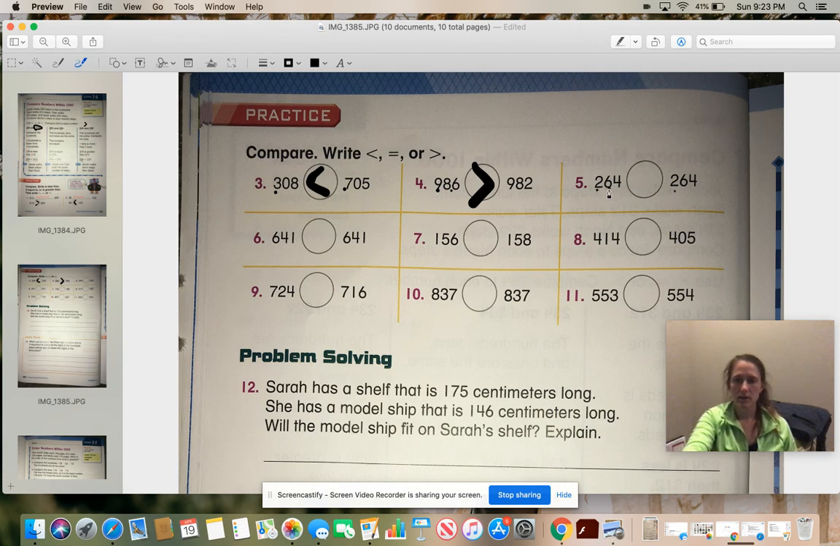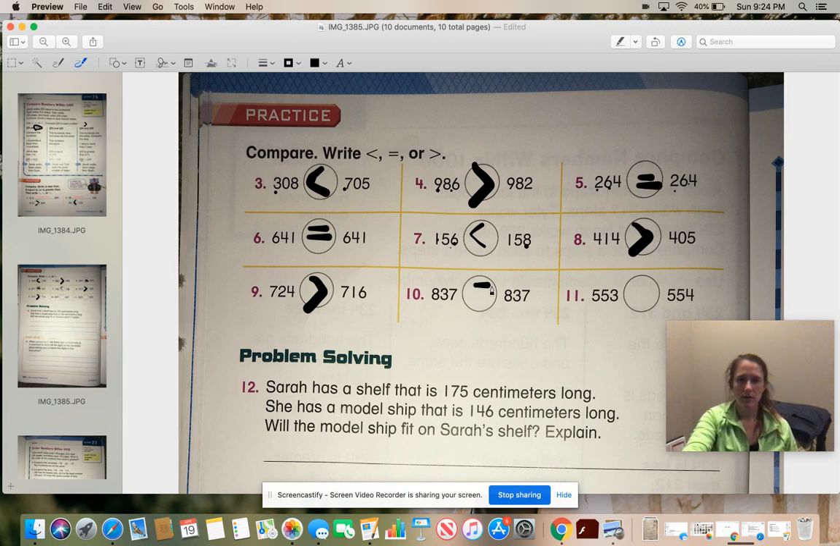2 in the hundreds, 6 in the tens, and 4 in the ones place. So that would be equal because they are the same number. 641 and 641, same thing, equal to. 156 and 158. Well, the 8 is bigger than the 6 in the ones place, and these are the same. So I'm going to open my mouth up to this bigger number. 414 and 405. This is bigger. 414 is greater than 405. 724 and 716. 724 is greater than 716.